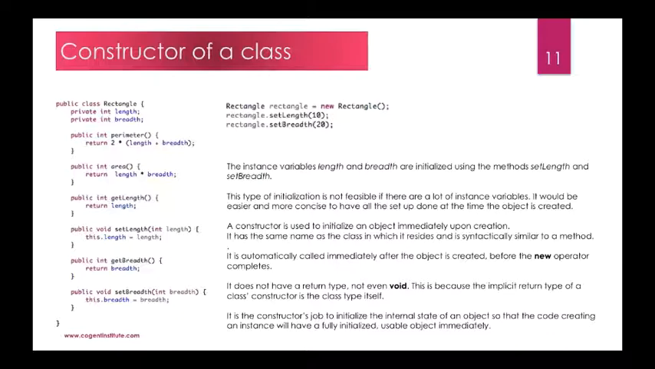It is automatically called immediately after the object is created, before the new operator completes. It does not have a return type, not even void. This is because the implicit return type of a class's constructor is the class type itself. It is the constructor's job to initialize the internal state of an object so that the code creating an instance will have a fully functional, usable object immediately. In this case, note that the values of length and breadth are set after the object is created.